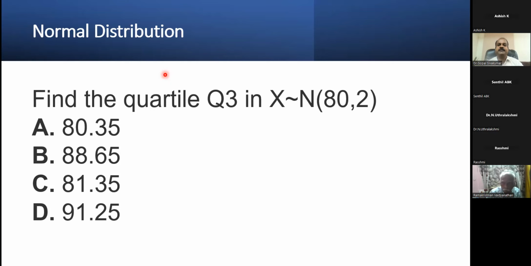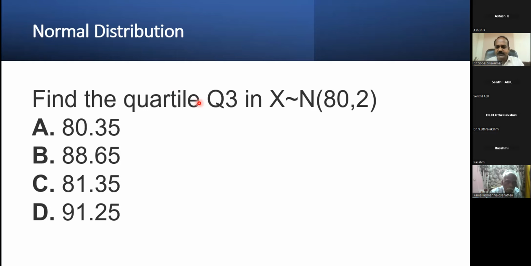Quartile 3 is a point that will divide your distribution into 2 parts. Since it is quartile 3, the left side part will be 75%. 75% of the distribution will appear to the left of quartile 3. So what percentage will appear to the right of quartile 3? 25%. So 75 on the left, 25 on the right. That point is known as quartile 3.